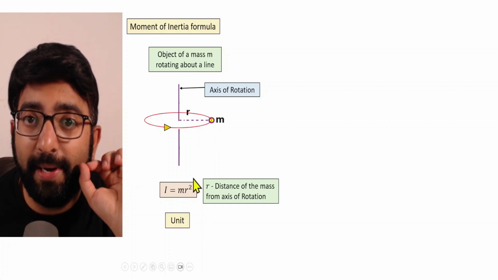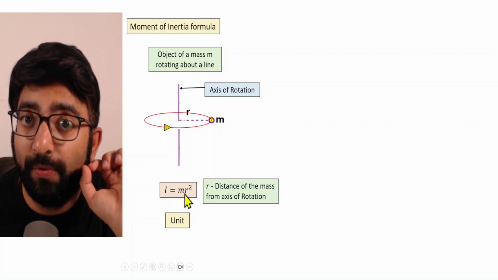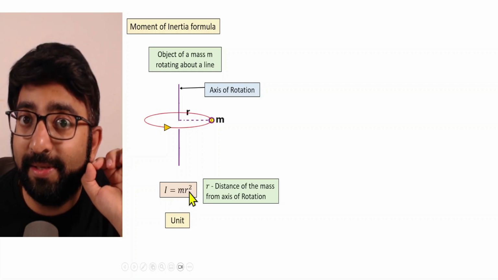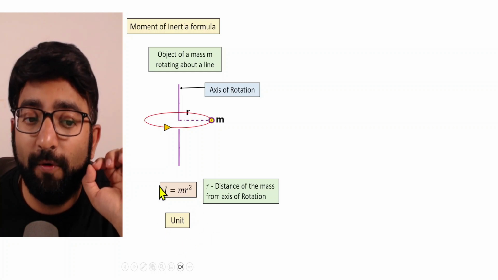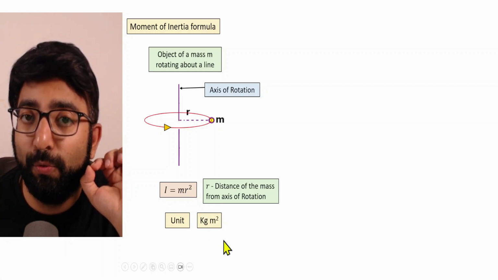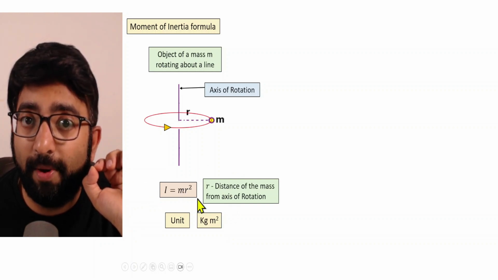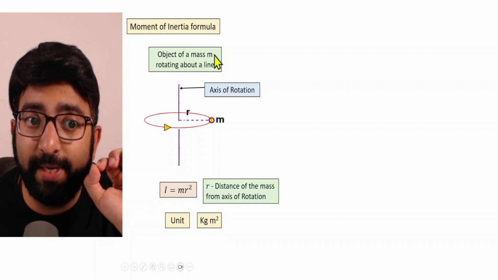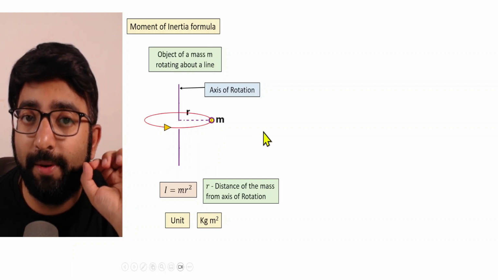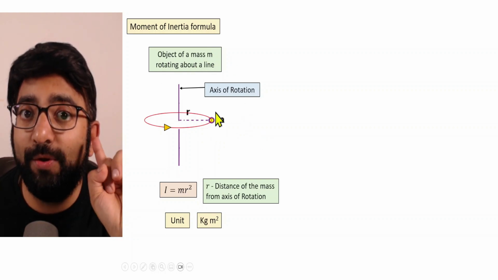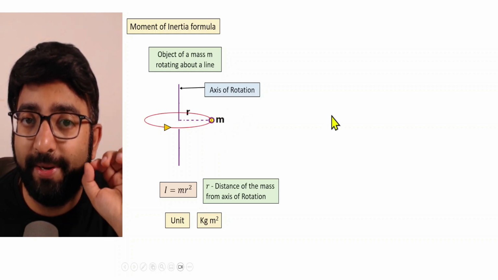Moment of inertia is m into r square. M is mass, unit is kilograms. R is distance, unit is meters. So the unit of moment of inertia will be kilograms into meter square. And from this point onwards, please remember the formula I is equal to mr square is for an object of mass m which is rotating about a particular line. So this was case one where you had only one object which was rotating.